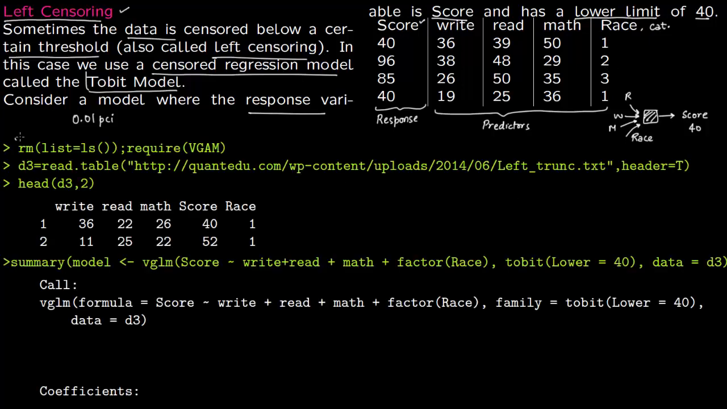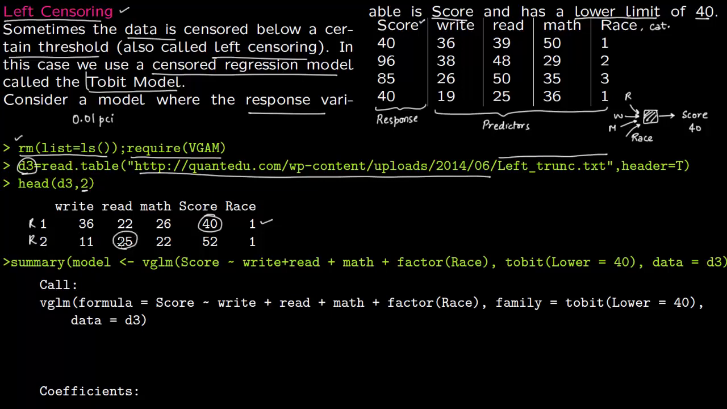First you clear the memory by using this rm command. You require the VGAM package. You read the dataset into D3. This is the address, this is the name of the file. It's a text file, header is true. Looking at the first two rows of your data set, in row 1, your reading score is 36, writing score is 22, math score is 26, and this student scored 40 on the exam. His race was 1. Another data point: reading score is 25, writing score is 11, math score is 22, the score he got was 52, his race was 1.